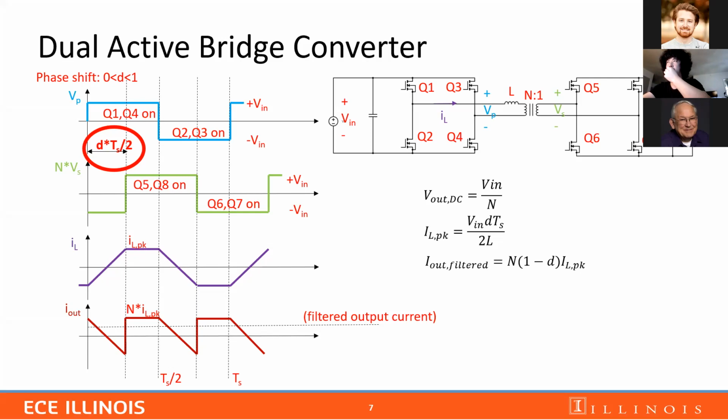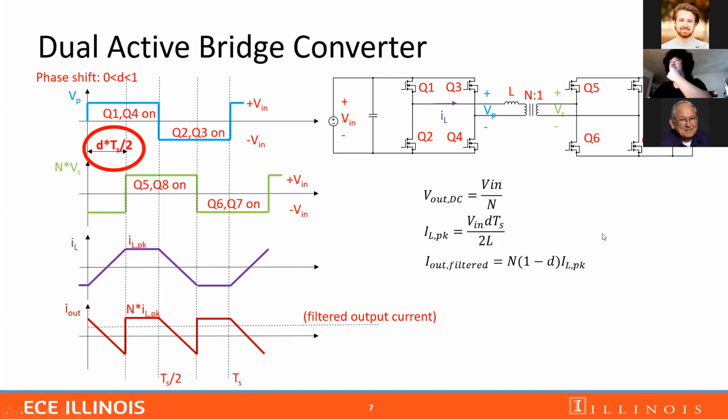And then the inductor current is mapped to the secondary side. And because of the switching pattern of the secondary side, the output current will either be mostly positive or mostly negative, which depends on the phase shift. And after filtering by the capacitor on the output side, the final output current will be a non-zero DC current.